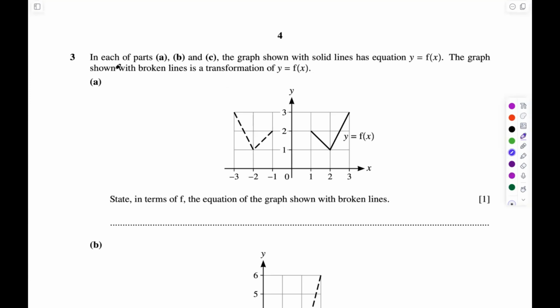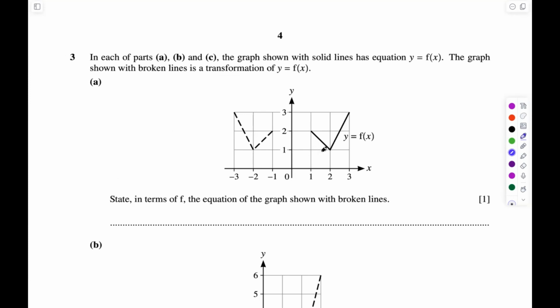In question 3, in each of parts A, B and C, the graph shown with solid lines has equation y equals f of x. The graph shown with broken lines is a transformation of f of x. So in part A, we have to state in terms of f the equation of the graph shown with broken lines.